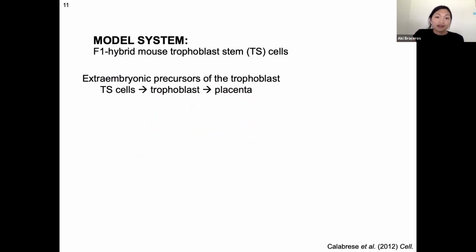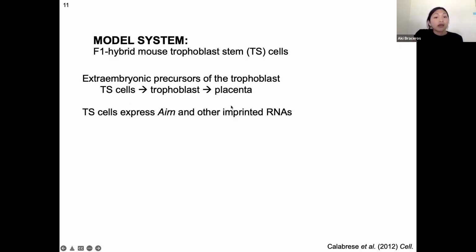But before I get into the Hi-C data, I also want to take a moment to talk about our model system in which we perform essentially all of our assays. And these are F1 hybrid mouse trophoblast stem cells, or TS cells for short. And so TS cells are these extra-embryonic precursors of the trophoblast. And the trophoblast is a major tissue that forms a major part of the placenta. Thus, our work in TS cells actually has some implications in early developmental biology, because TS cells can serve as an ex vivo model of the trophoblast.